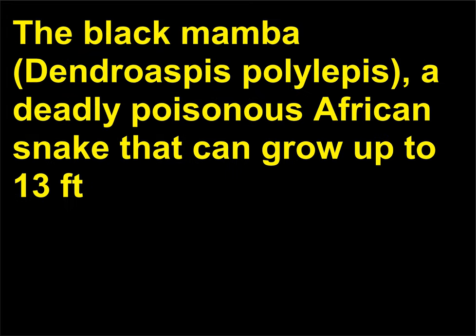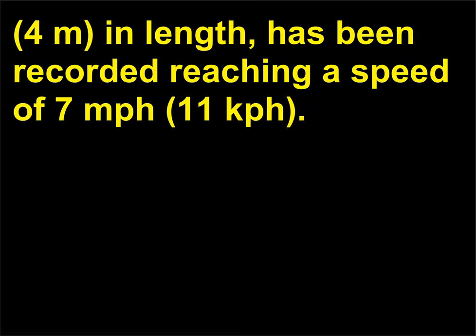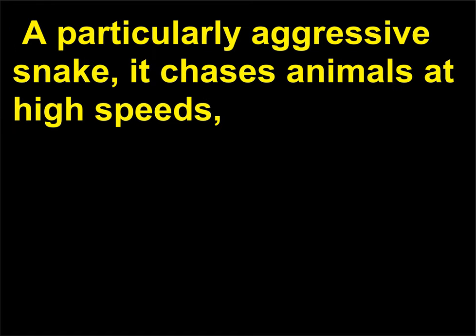The black mamba, Dendroaspis polylepis, a deadly poisonous African snake that can grow up to 13 feet (4 m) in length, has been recorded reaching a speed of 7 miles per hour, 11 kilometers per hour. A particularly aggressive snake, it chases animals at high speeds, holding the front of its body above the ground.